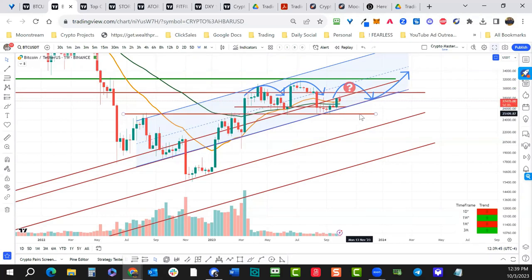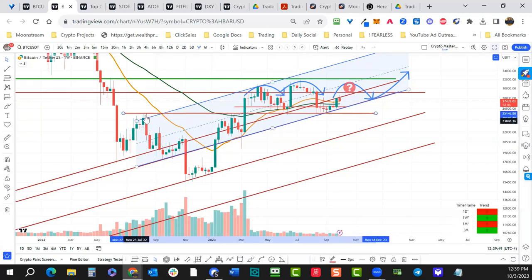If we break this 25,300 level, a very important prior strong resistance that flipped to support, so we need to hold 25.3. If we lose 25.3, then 23,600 is what he's suggesting. I'm saying it's around 23,500, about the same. If it happens faster, it's going to be lower, around 22,000, but it's this trend line.